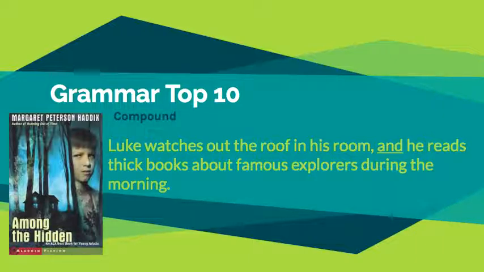This is a compound sentence. Luke watches out the roof in his room, and he reads thick books about famous explorers during the morning. A compound sentence is made up of two independent clauses, which means that they can stand alone. So if I just use the first part of the sentence, Luke watches out the roof in his room, that makes sense, and that's an independent clause. So does the second: he reads thick books about famous explorers during the morning. These two independent clauses are connected by something that stands as FANBOYS. FANBOYS stand for for, and, nor, but, or, yet, so. These connect the two independent clauses and make up a compound sentence, and they can also be used in other sentence techniques.